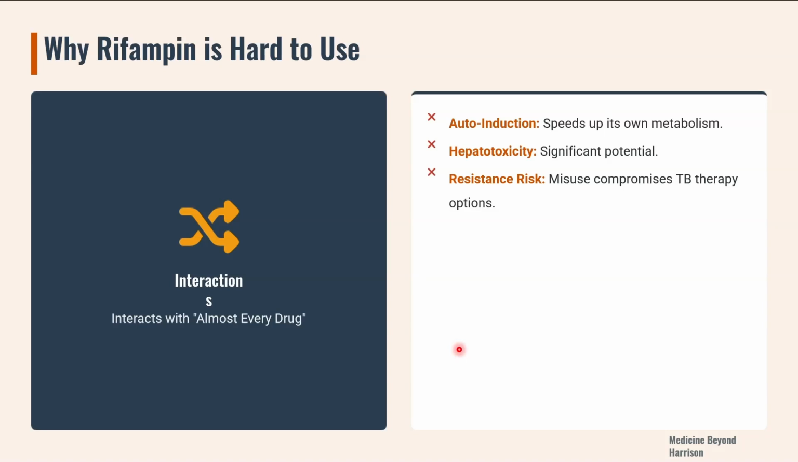So rifampicin is very hard to use. Why? Because it interacts with almost every other drug. It has auto-induction capacity, which speeds up its own metabolism. It has a significant potential to cause hepatotoxicity; with derangement of liver enzymes to 3 to 5 times the upper limit of normal, you should stop the rifampicin. Resistance risk: misuse compromises TB therapy and options. So never go for rifampicin as a monotherapy or as a first-line drug. Only based on the guidelines, if appropriate, go for rifampicin.